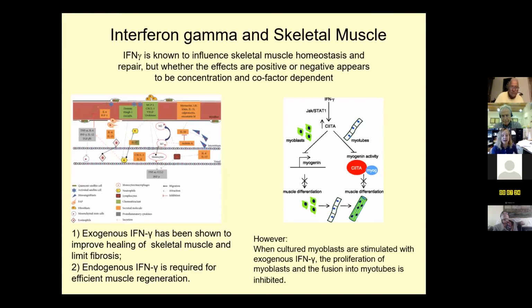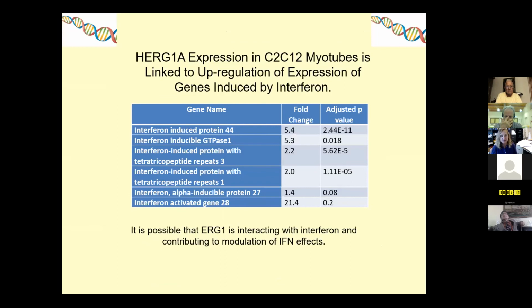Exogenous interferon has been shown to improve the healing of skeletal muscle and limit fibrosis. Endogenous IFN is known to help there be efficient muscle regeneration. However, higher concentrations of it are known to inhibit myoblast fusion of myoblasts into myotubes. So is it possible that ERG is affecting these interferon-related genes? Well, it seems to be that it's increasing them, which makes sense.